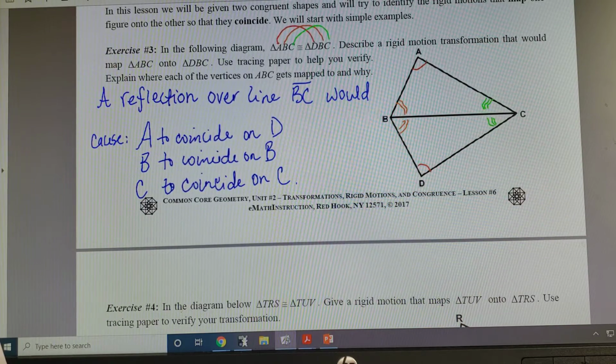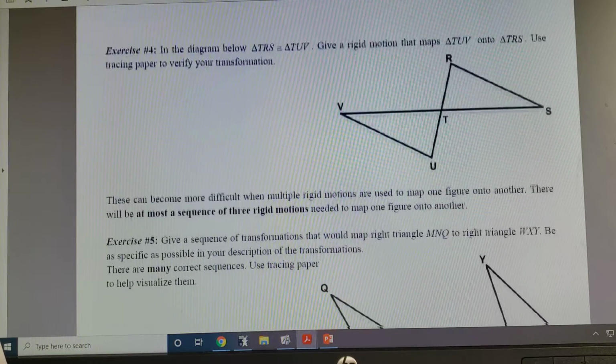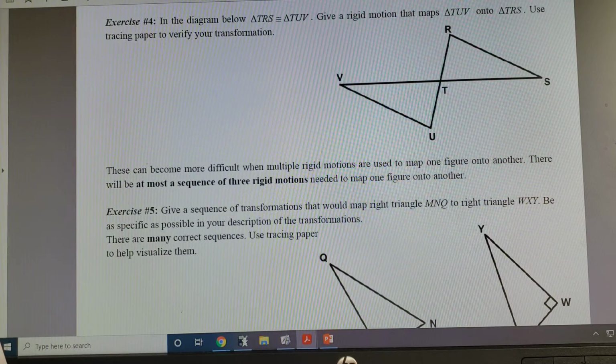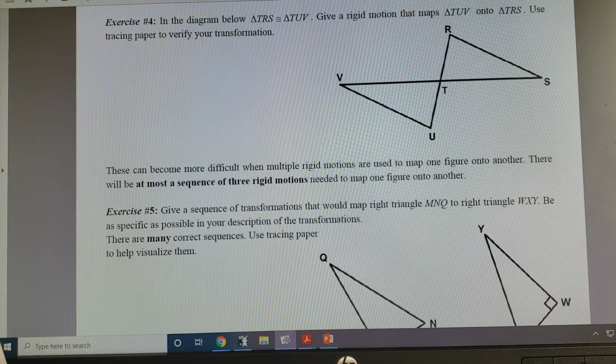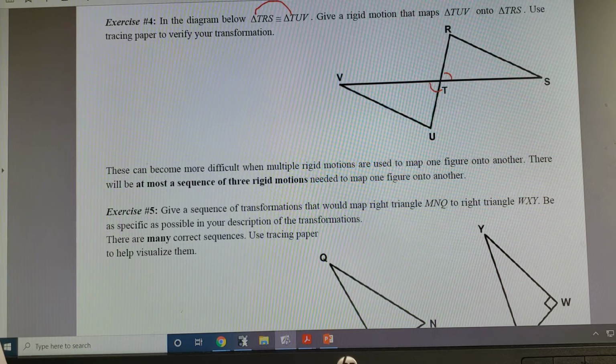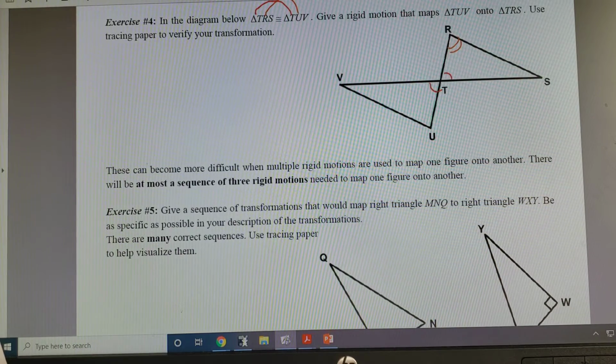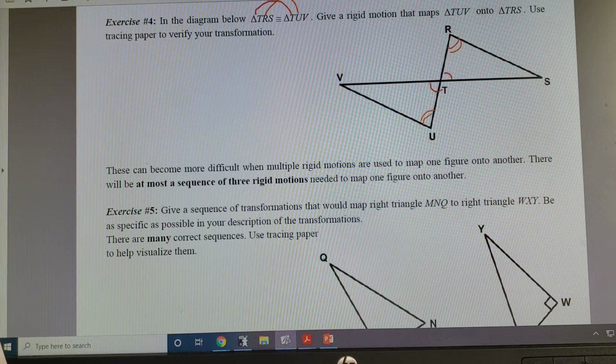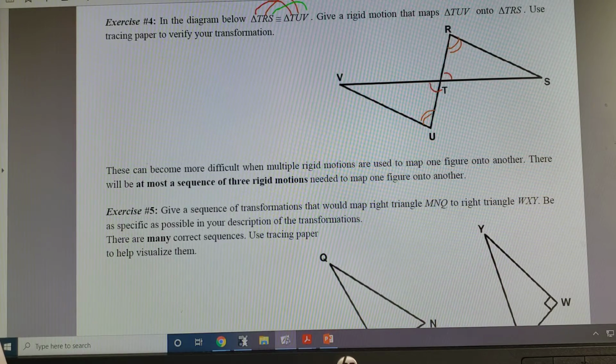All right, next exercise, here we go. Exercise 4. So it says in the diagram below, triangle, I'm going to sound like a broken record, TRS is congruent to triangle TUV. Okay, so I'm first just going to match up my angles. So I see that T is congruent to T, so I'm going to put one arc at T, one arc at T. Then I see R is congruent to U. Two arcs. And S is congruent to V, so three arcs.